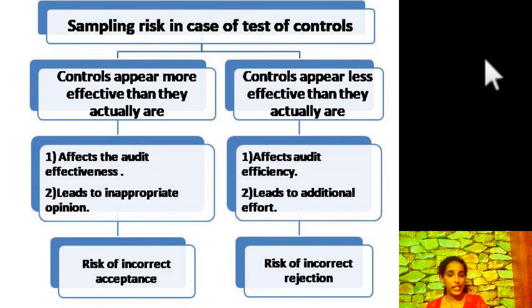So basically there are two risks: risk of incorrect acceptance and risk of incorrect rejection. Controls are appearing more effective than they actually are, or controls are appearing less effective than they actually are. One affects the audit effectiveness and gives an inappropriate opinion. The other affects audit efficiency, leading to additional effort. Now, sampling risk is in the case of test of controls.